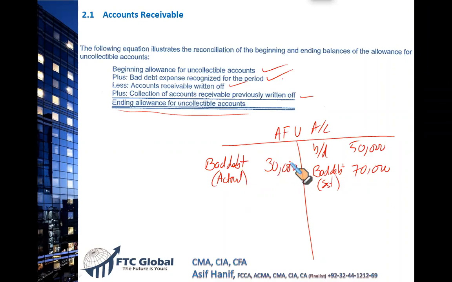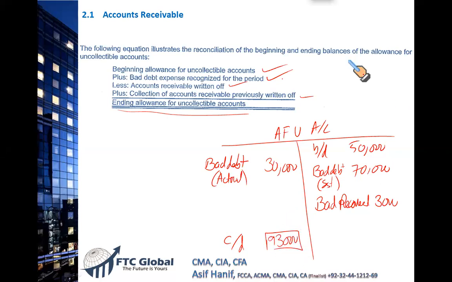When a customer that was written off pays us back, we debit cash, credit allowance. It will appear here, bad debt recovered. Let's say it was 3,000. These are the maximum items you will have here, and this will give us the closing balance, or the carried-on balance, which you will report here. In this case, it is 50 plus 70 plus 3 less 30, which gives you 93. So this 93,000 is the closing balance of your allowance.